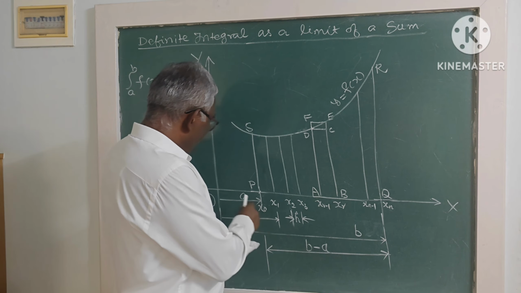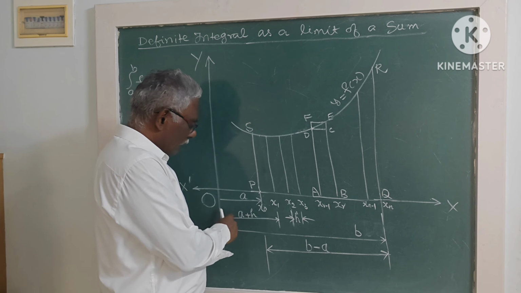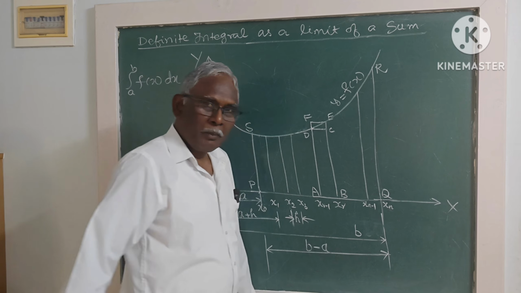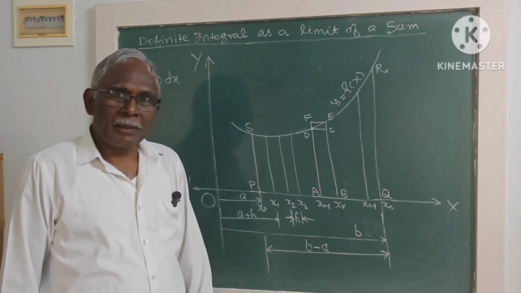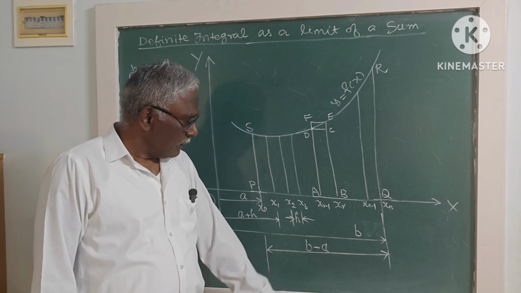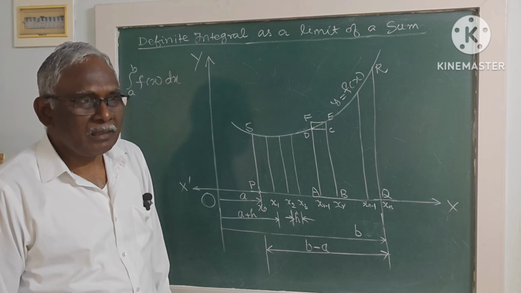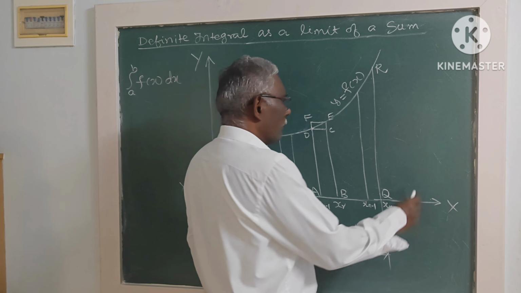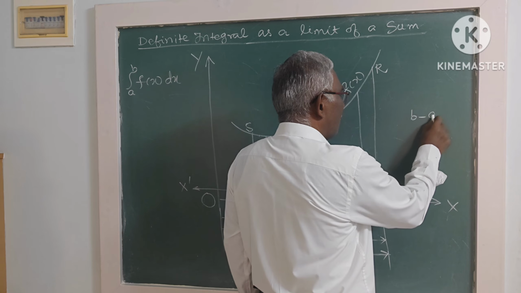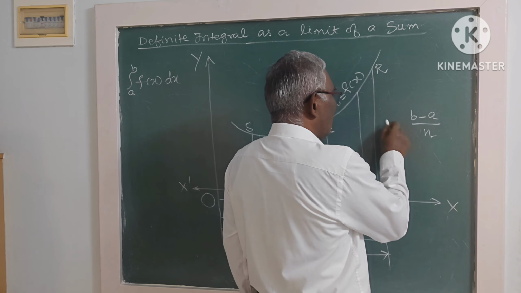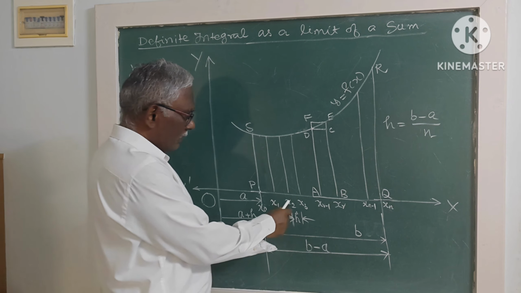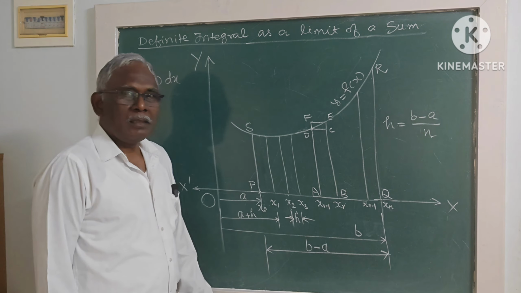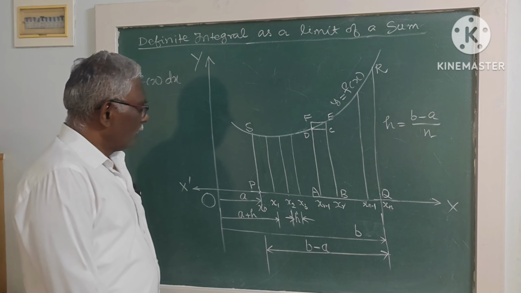Now OP is equal to a and OQ is equal to b. So PQ is nothing but b minus a. So we will divide b minus a into n equal subintervals. So (b minus a) by n gives the value of h. h is the width of each subinterval.